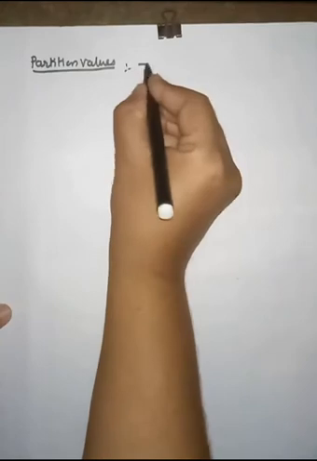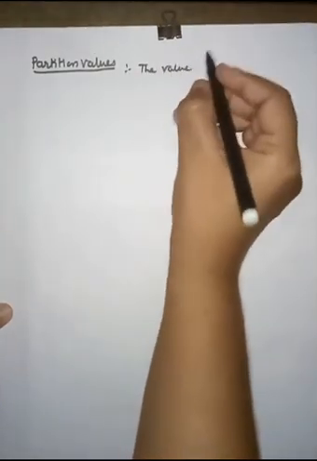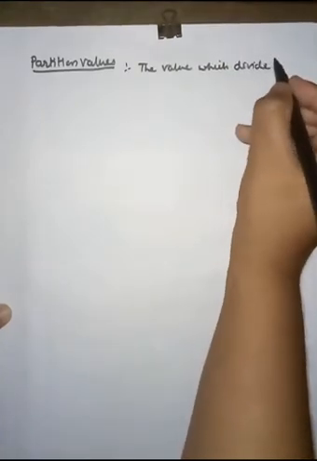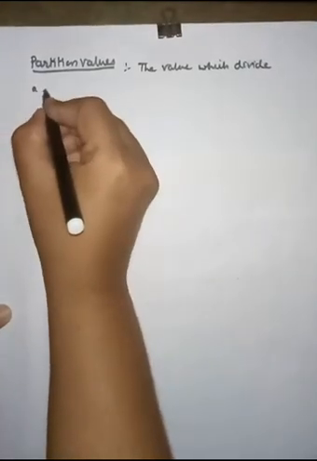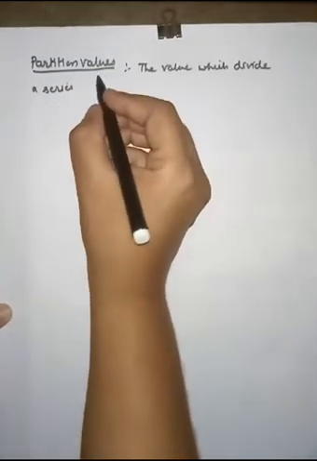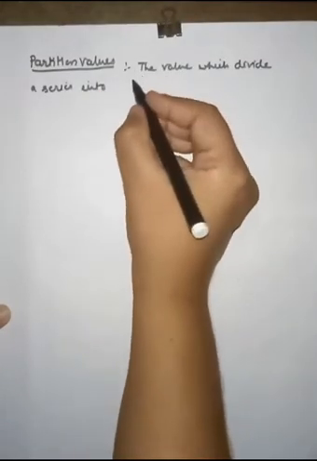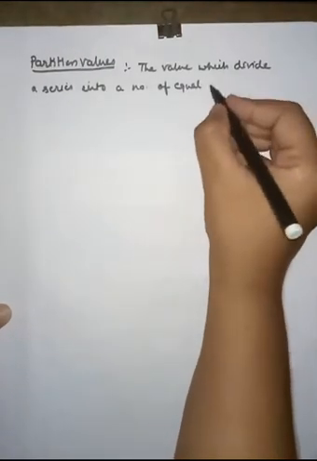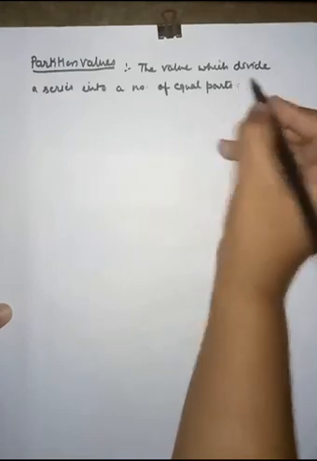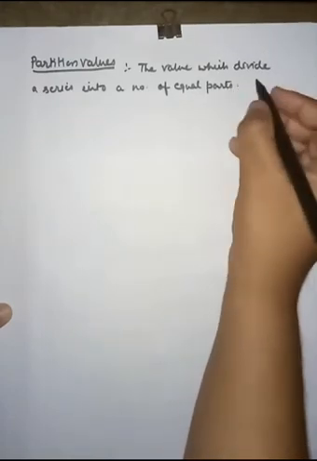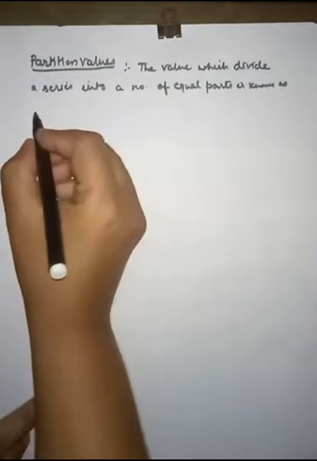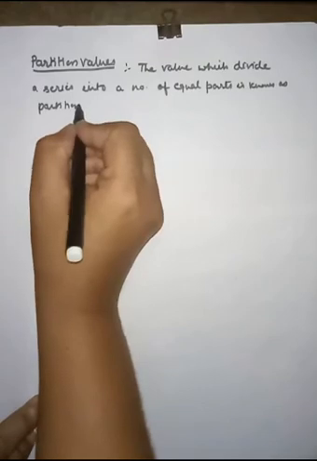The value which divides a series into a number of equal parts. Series or distribution equal parts is known as partition values, right? It's known as partition values.